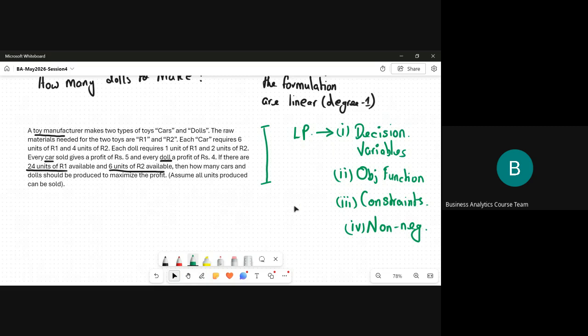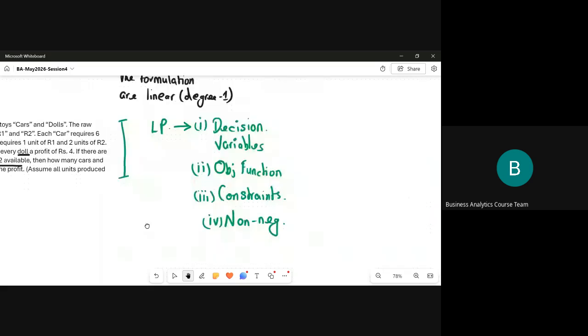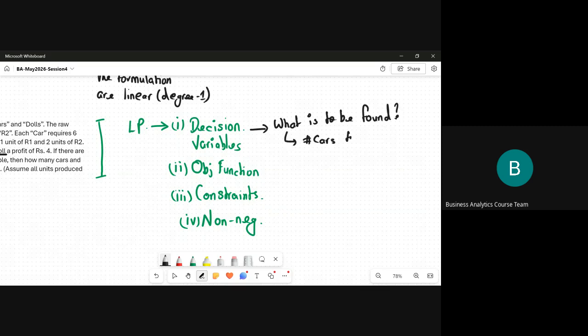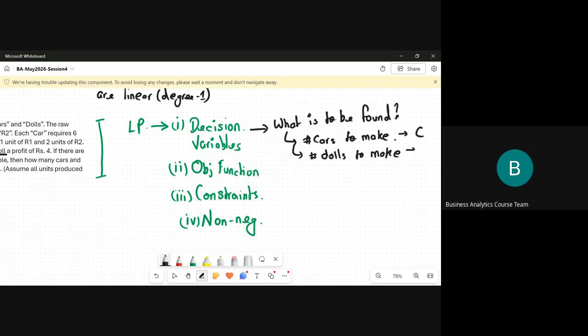So what is the decision variable? The decision variable is nothing but what you want to find out. What is to be found, or the values of what is going to be found. That is going to be the decision variables that you take. In our case, it is going to be the number of cars to make and the number of dolls to make. Let's call this C, and let's call this D. So that is your decision variable.